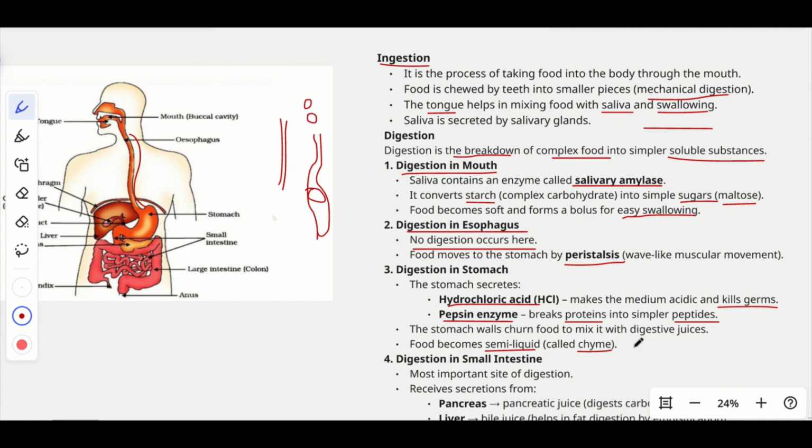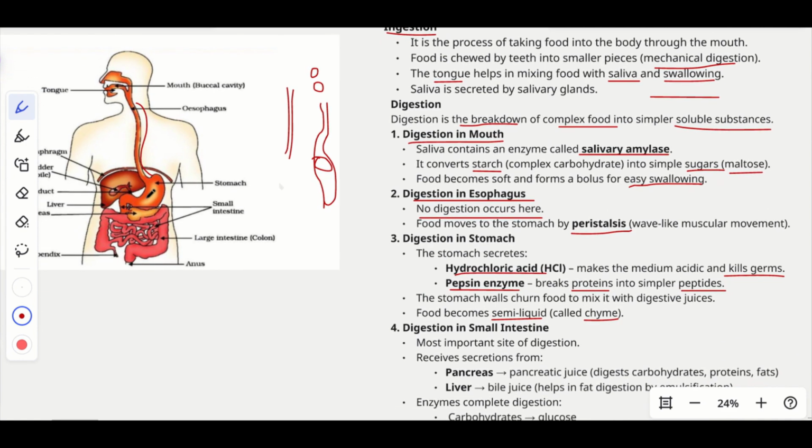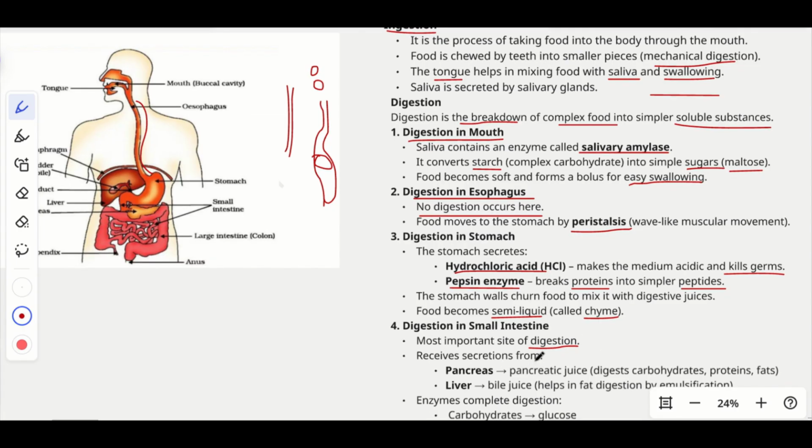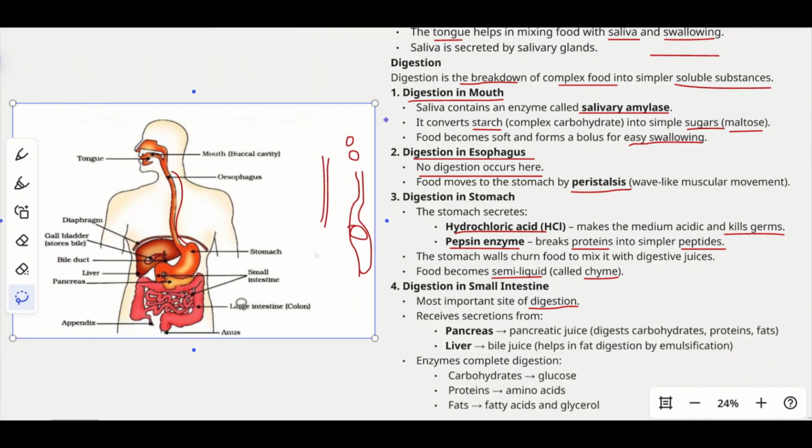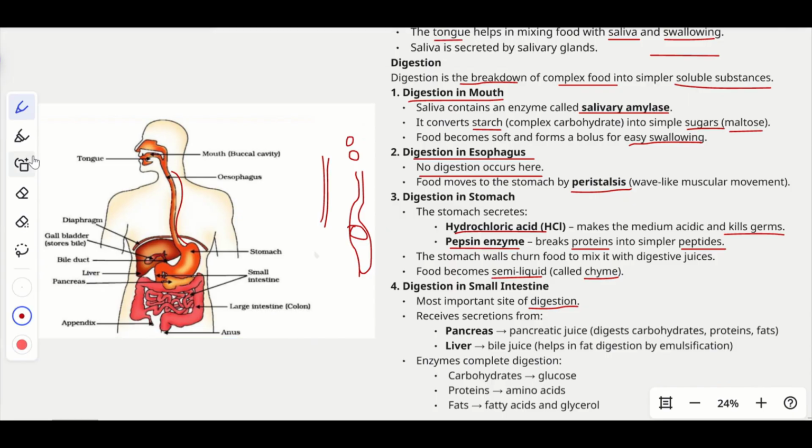Clear? Now, after the long process in the stomach, the food will later move into the small intestine. This is the most important site of digestion. The semi-digested food will now move to the small intestine. Before it reaches the small intestine, a lot of juices will be added to this chyme. First is from the pancreas. We have the pancreas here, you can see it here. The pancreas will secrete pancreatic juice.